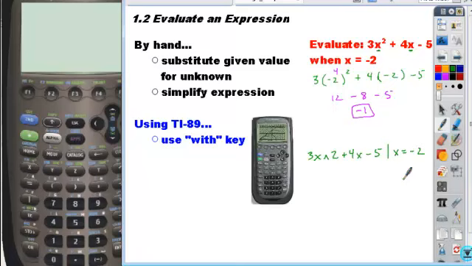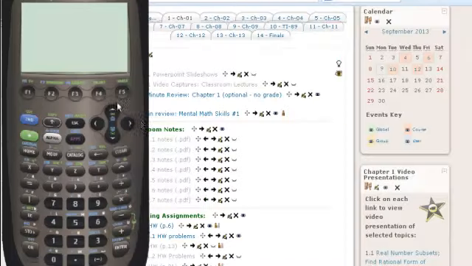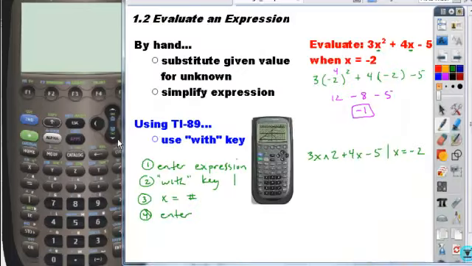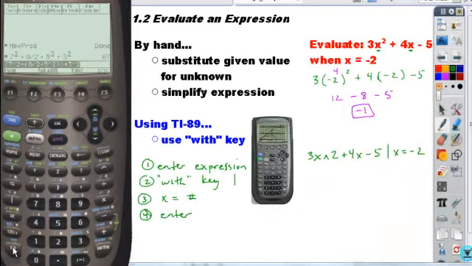Okay? So step 1 on the TI-89 is to enter the expression. Step 2, use the with key, which is just the vertical bar. Step 3, identify what you want the x to equal. So x is equal to whatever the number is. And then the last thing is to hit the enter button, and it'll give you your solution. Okay, so all right, so let's take a look at that.